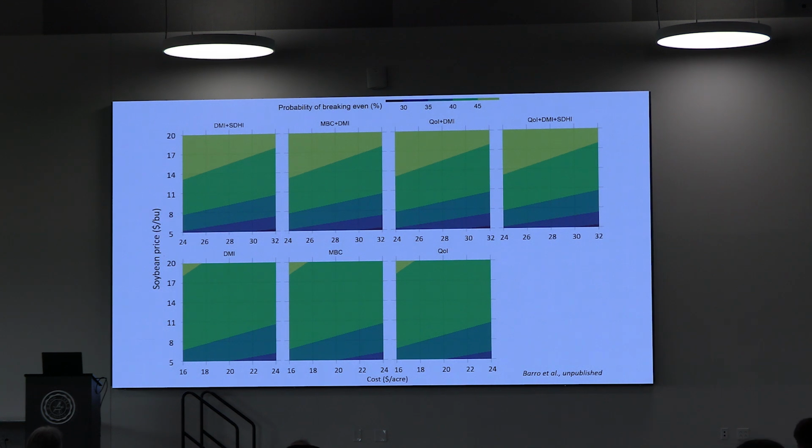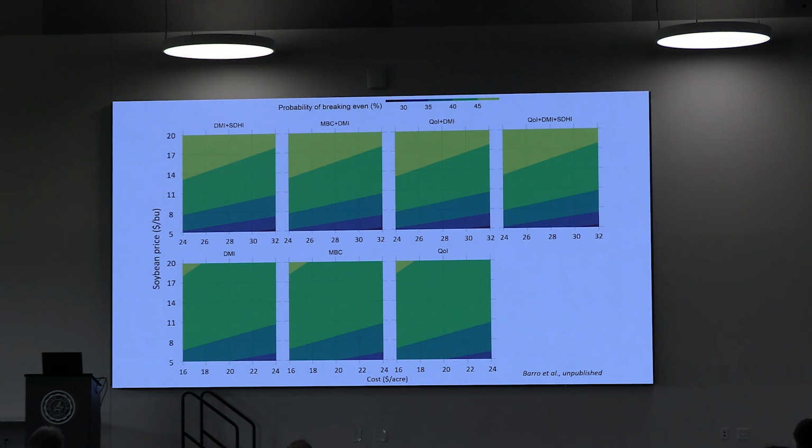And what you're really looking for is the light green. That would, if you look up at the top, the probability of breaking even, you'd get into more of about 50%, 45 to 50% in that lightest color. And you can just see that's not really happening that often from this data set at least, with spraying fungicides in double crop soybeans.